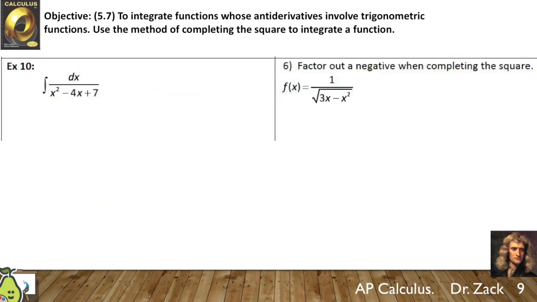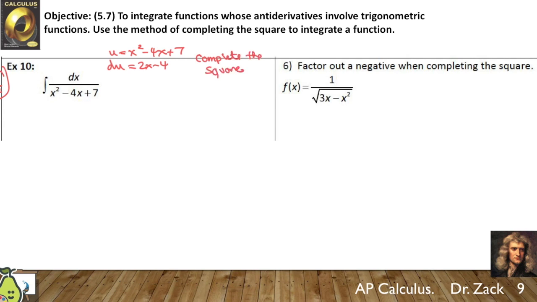So for number 10, I might try u substitution. If u equals x squared minus 4x plus 7, du is 2x minus 4, which is not in the numerator. So you see my problem here. Now, what I'd like you to recognize is that the numerator has an exponent of 0, and the denominator essentially has an exponent of 2. When you see that, you might be thinking about an arctangent. So you want to tend towards that arctangent. But you're going to have to complete the square in order to get the right form of your problem.